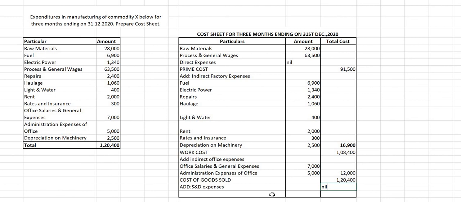So my cost of sales will be cost of goods sold plus nil, that comes out to be 1,20,400. So my cost of sales is 1,20,400. Hope you have understood the question.